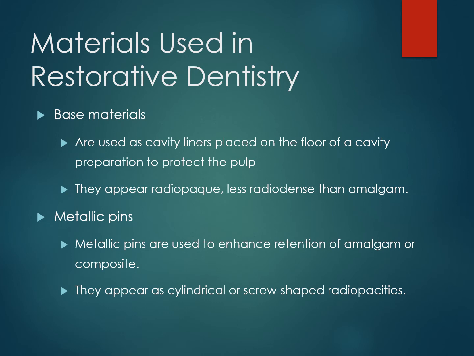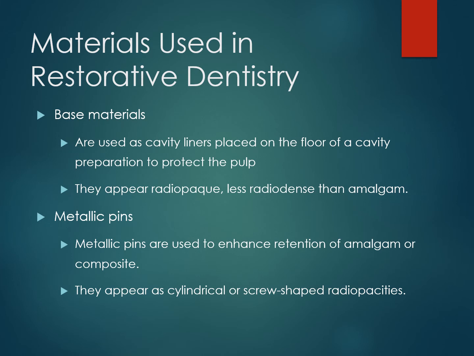So they're used as cavity liners. They're placed on the floor of the prepared cavity to protect the pulp. Sometimes they'll even have a glass ionomer, which you guys will learn about, that is fluoride releasing. But anyway, they appear radiopaque, less dense than amalgam.